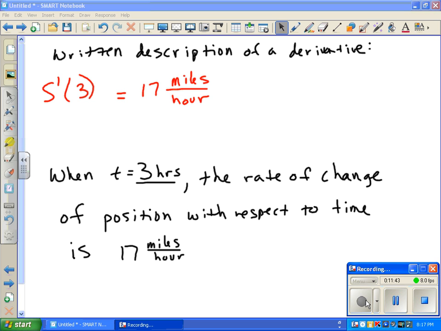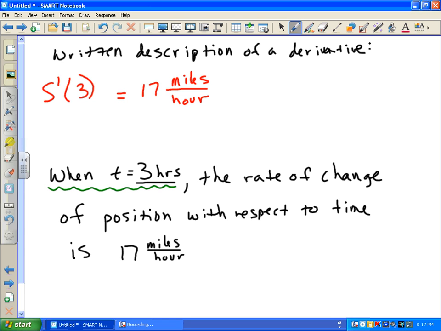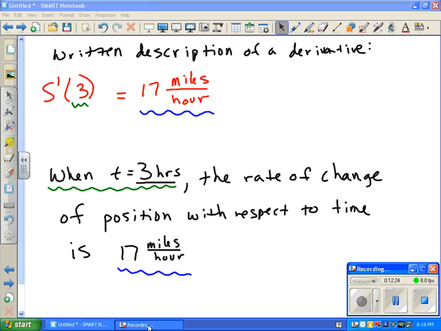We could be asked for a written description of a derivative. We may be given s prime of 3, or the position at 3 hours. Rate of change of position at 3 hours is 17 miles per hour. If so, we could be asked to describe that. When time equals 3 hours, the rate of change of position with respect to time is 17 miles per hour. Don't forget to acknowledge the moment in time when we are referring to this particular rate of change. Don't forget units as well whenever necessary.